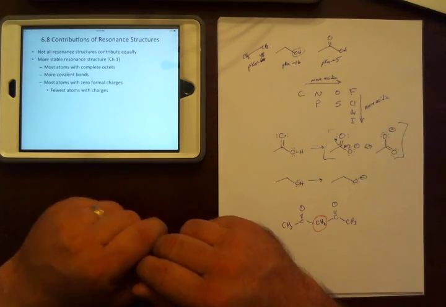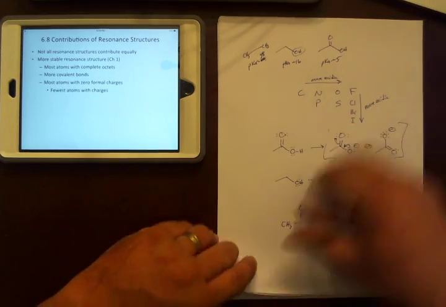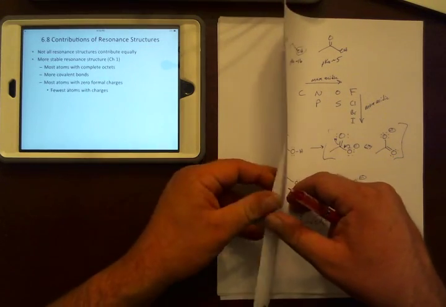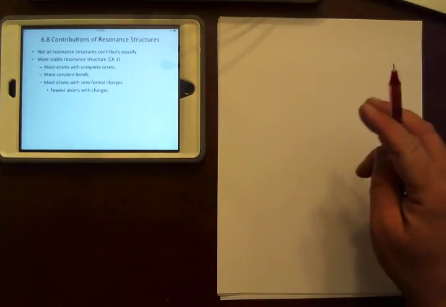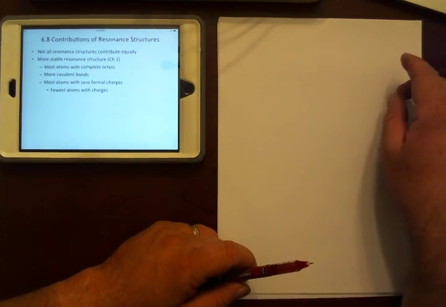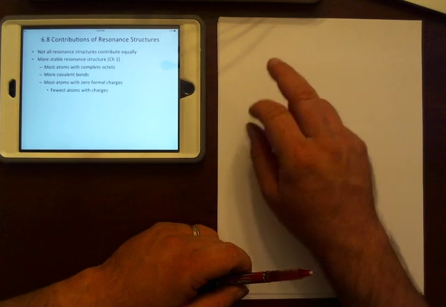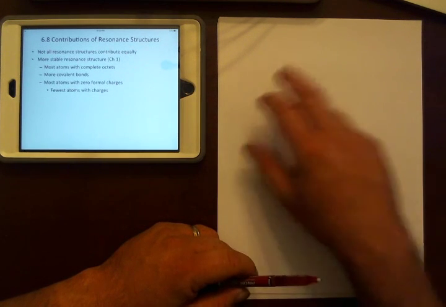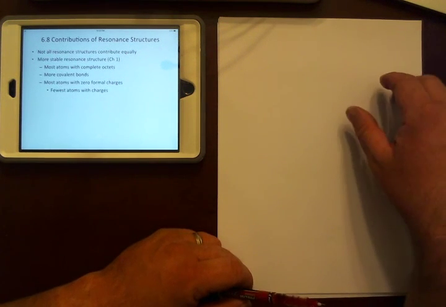So just as a reminder for resonance structures, as you draw these, if there are 3 resonance structures, it doesn't necessarily mean that it spends a third of the time in one and a third of the time in the other and a third of the time in the last.